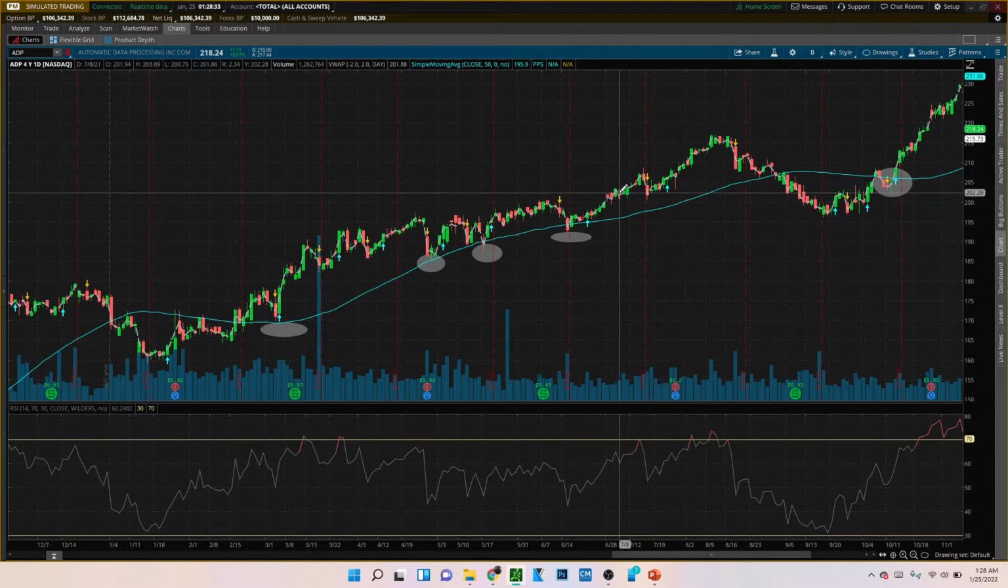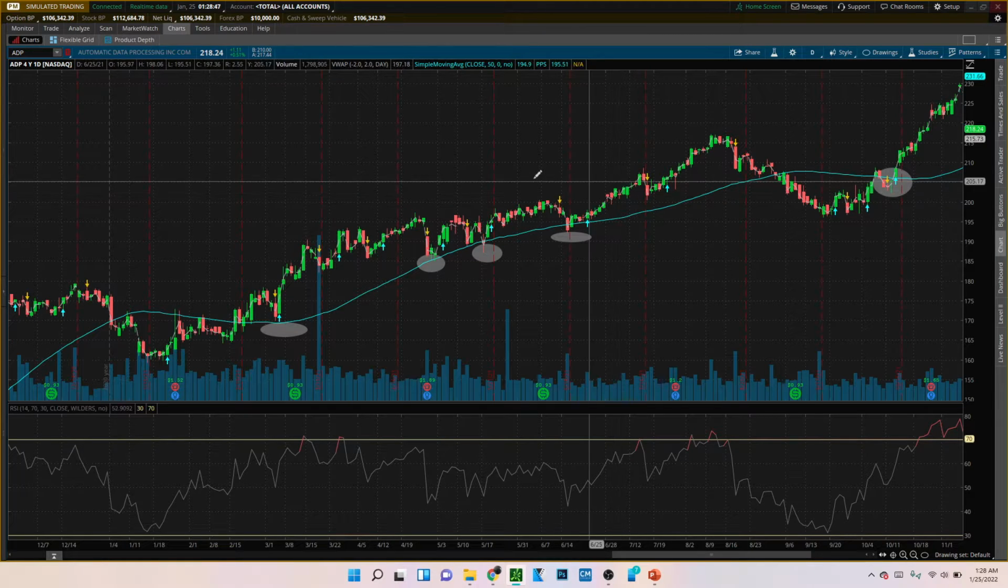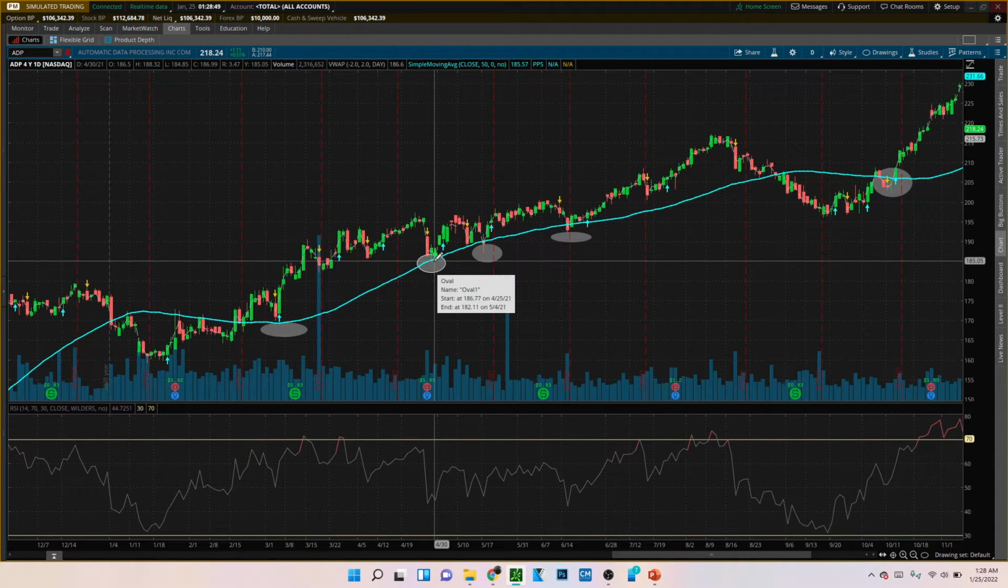The reason why this works so well, what's very key to the 50, is that when you're playing these bounce plays, you want to make sure the trend is in your favor. You don't want to play stuff where it's already trending down and you're looking to take it long. You want to play stuff that is uptrending. You're buying the dip. You're buying it when it's hitting a key dynamic support level, which is the 50 moving average in this case.